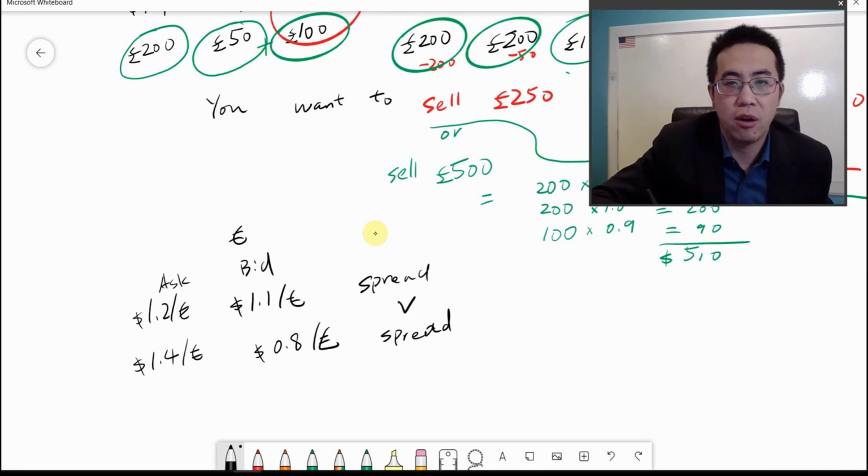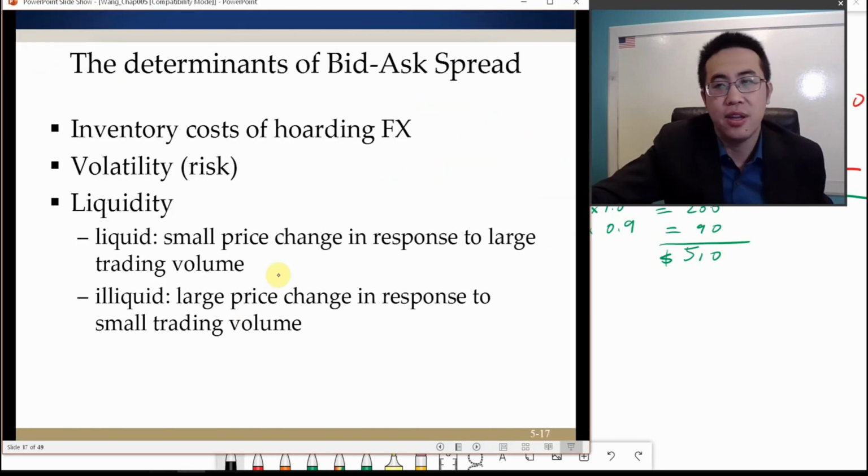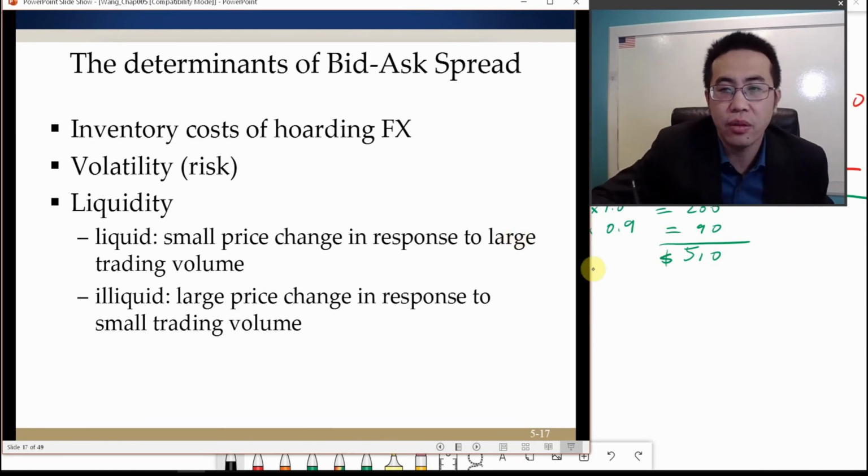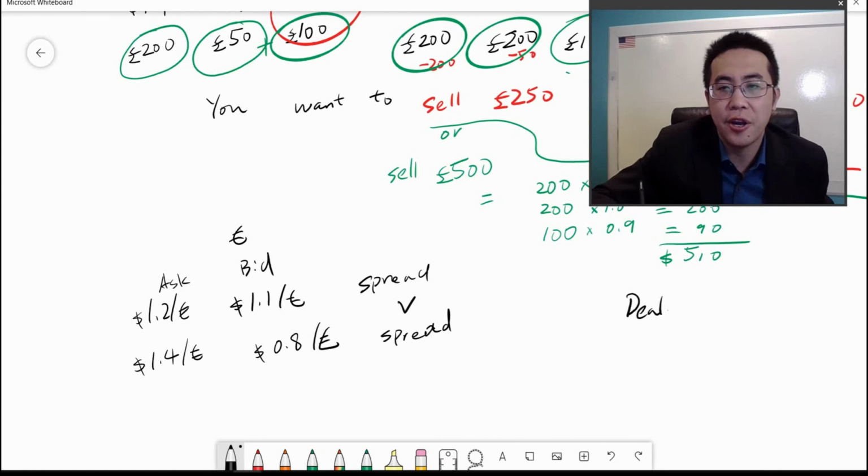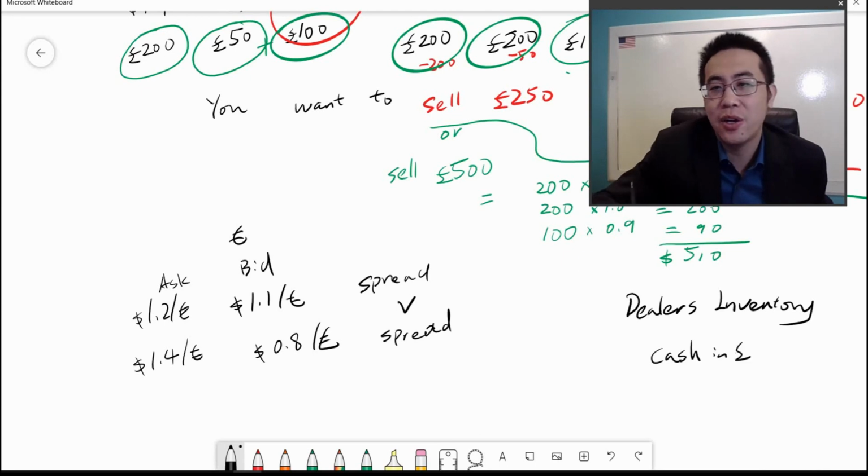So what makes the spread larger? At different time periods or for different currencies, the spread in percentage may be different. And the reason behind that is the inventory cost for holding this foreign exchange. As I mentioned earlier, these are dealers, and the dealers hold inventory. So what is their inventory? Their inventory is cash. Okay, it's cash in pounds, cash in yen, and in euros.